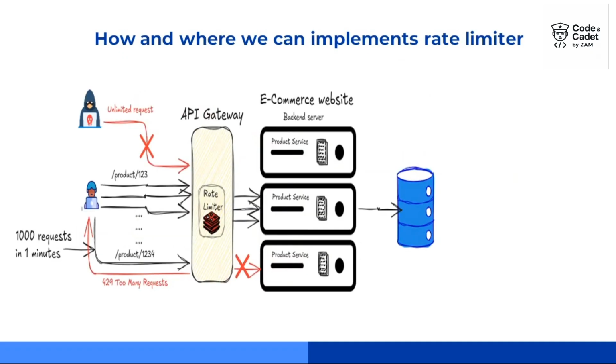Alright, so now the big question, where do we actually implement this rate limiter in a real system? Well, there are three main spots. Let me break it down for you.